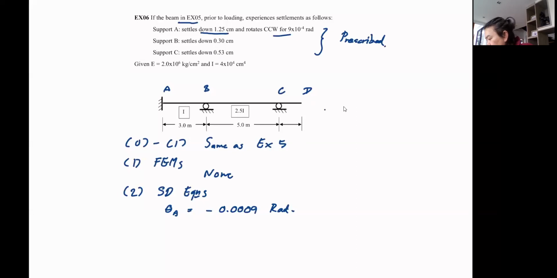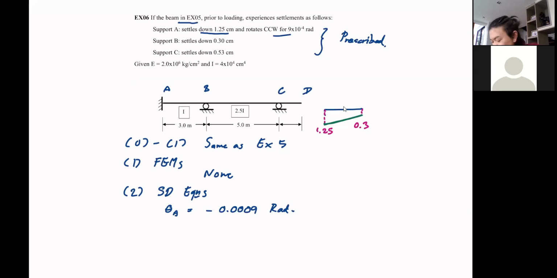Okay. Now you see AB. I can draw AB here. Now you see A goes down 1.25, but B only down 0.3. So when you look at the member, the member now looks like this, right? So what do you see? The member is clockwise or counterclockwise? Don't be afraid. It is counterclockwise because see, it's like that, right? So when you calculate the sign, it should come out to be negative, right?